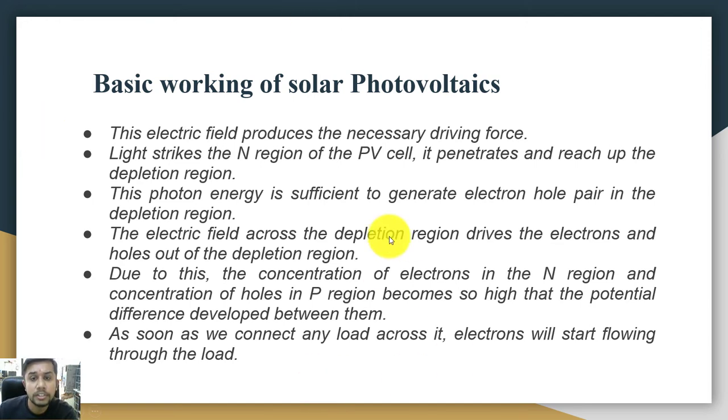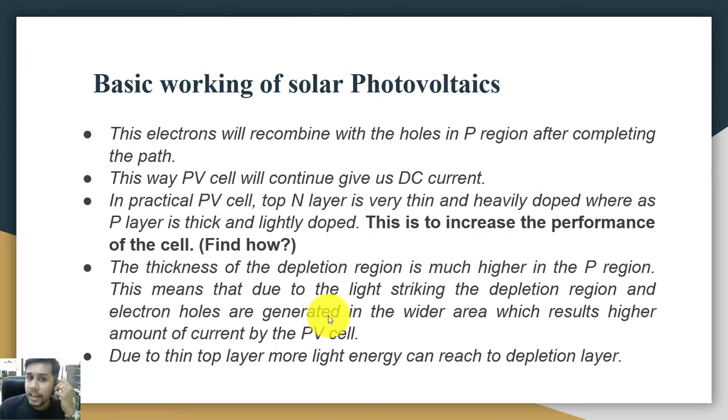Due to this, the concentration of electrons in the N region and the concentration of holes in the P region become so high that a potential difference develops between them. As soon as we connect any load across it, electrons will start flowing through that load. These electrons will recombine with the holes in the p region after completing the path. This way, the PV cell will continue to give us DC current.